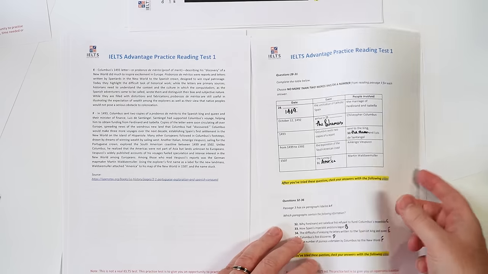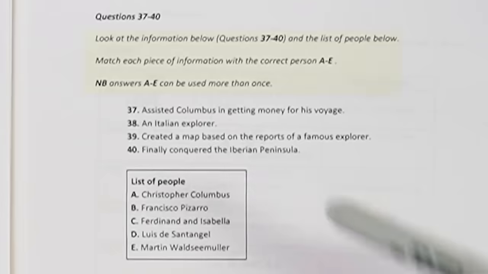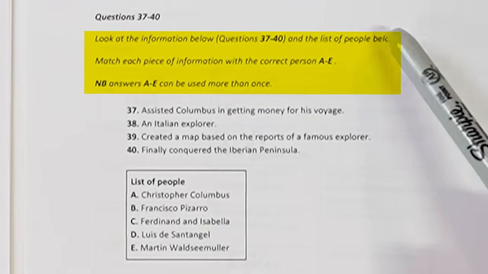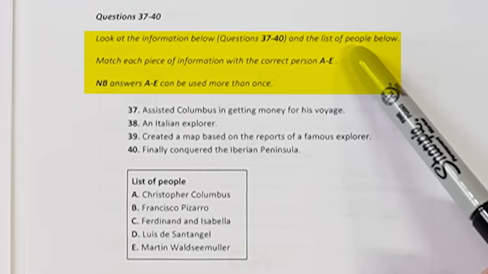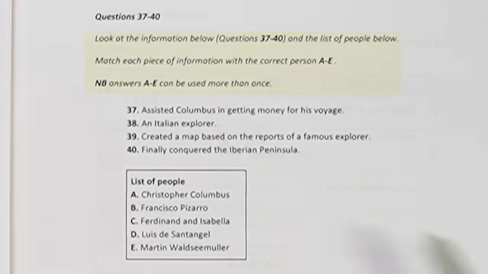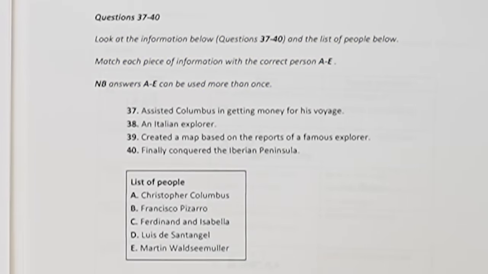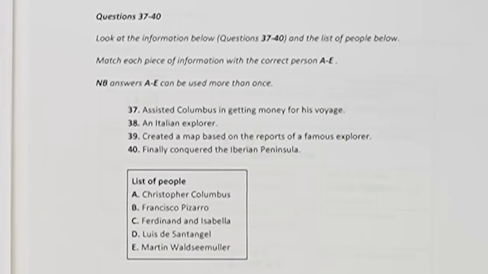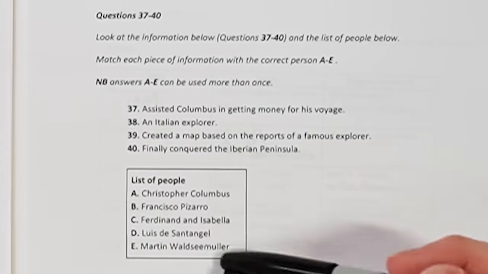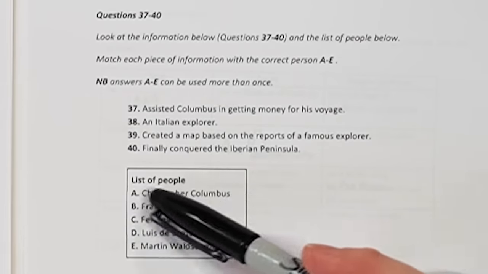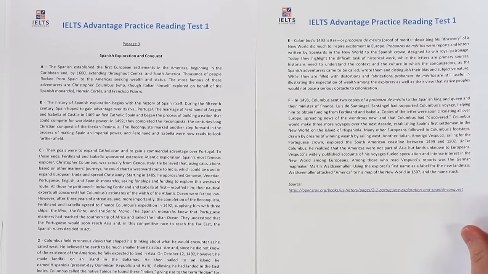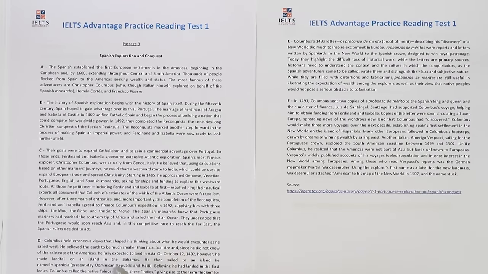So we can move on to the last part, which is matching names. Read the instructions, look at the information below, match each piece of information with the correct person. So we need to first read these to understand them. Assisted Columbus in getting money for his voyage. An Italian explorer. Created a map based on the reports of a famous explorer. Finally conquered the Iberian Peninsula. Okay, so let's take each of these and find out where they talk about them. So Christopher Columbus, where is Christopher Columbus mentioned? He's mentioned in this paragraph, and this paragraph. So that's going to be quite difficult because he's mentioned a lot of times.